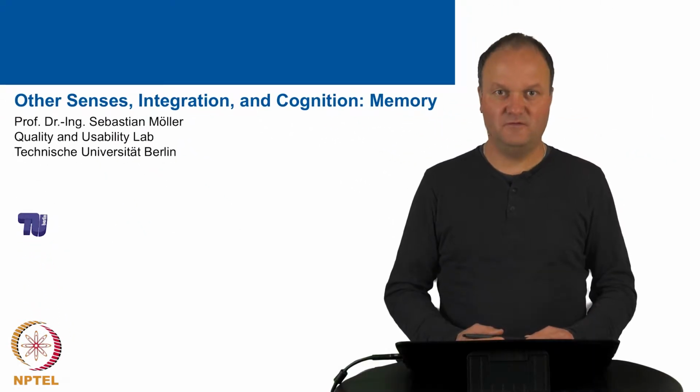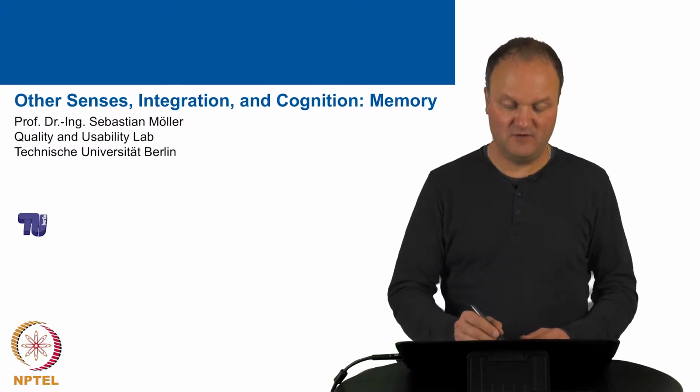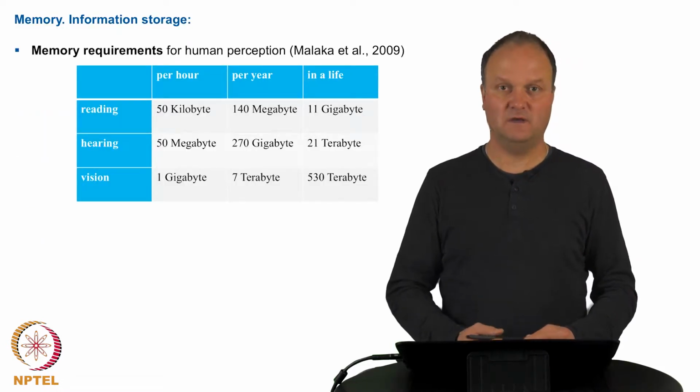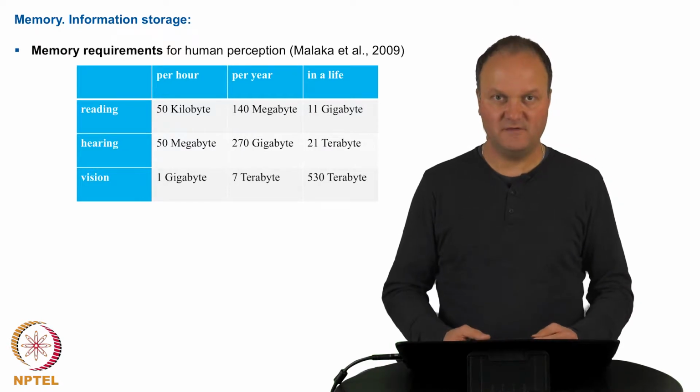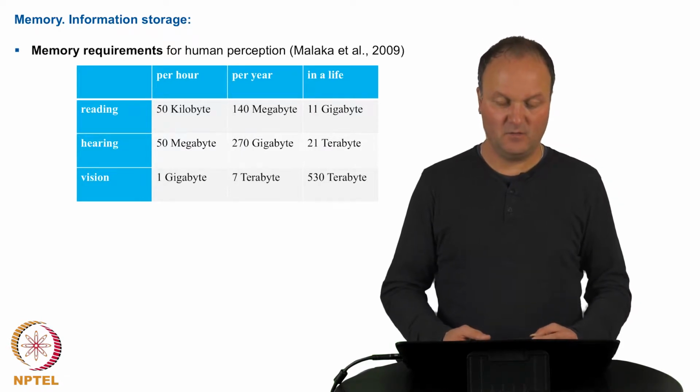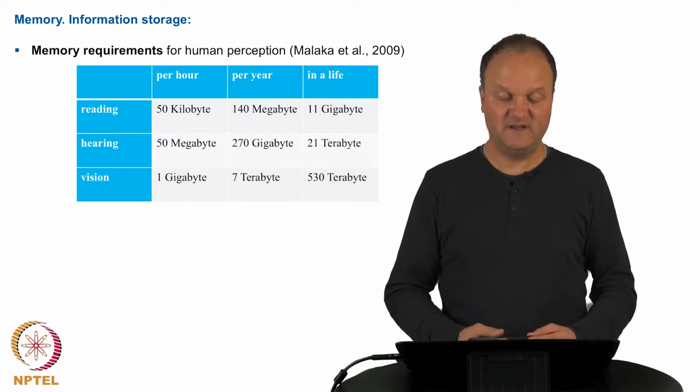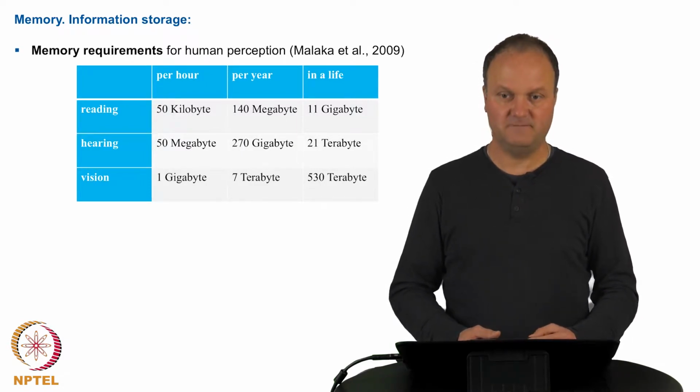In order to store information and to make use of it during the interaction, humans have a memory. And this memory has to store a considerable amount of information. Depending on what input channels we have, the amount of information varies between a couple of kilobytes to 1 gigabyte for the visual perception per hour. And if you sum that up for the lifetime of a human, you easily end up with terabytes of data.